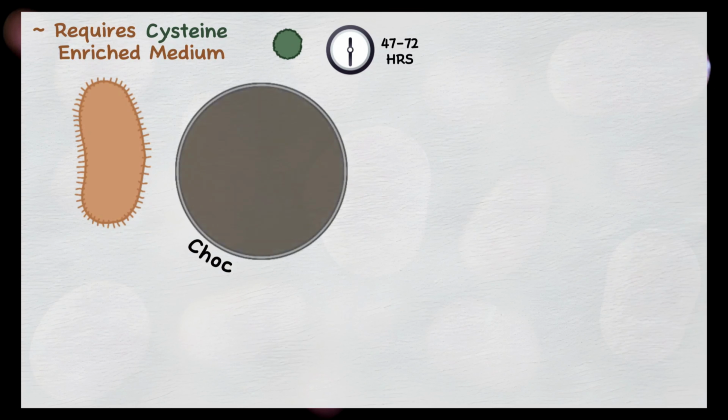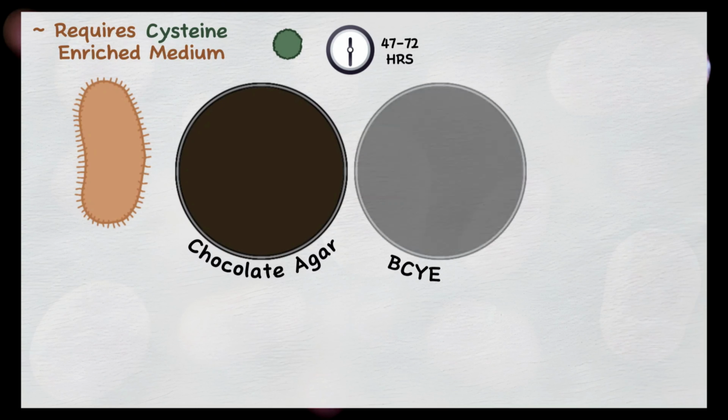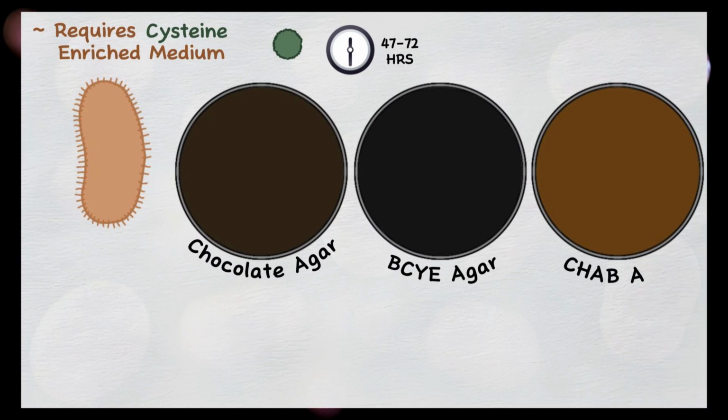Francisella tularensis is a fastidious bacterium that requires enriched media for optimal growth. Notably, it has a strong affinity for cysteine and typically takes 47 to 72 hours to grow on cysteine-enriched media, such as cysteine-enriched chocolate agar, BCYE, and CHAB.